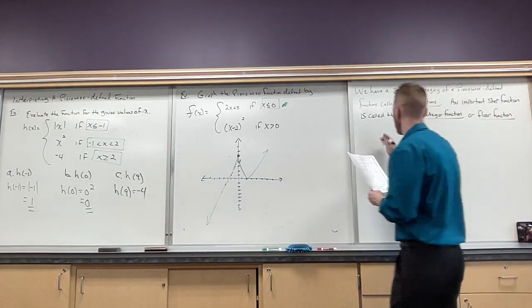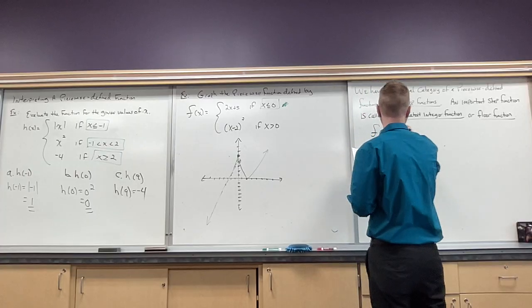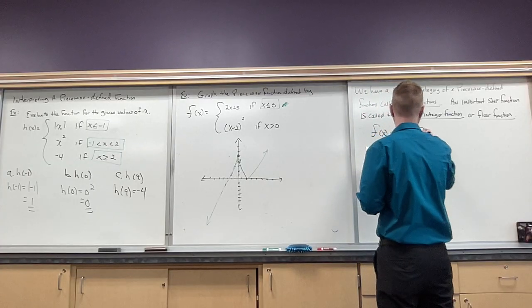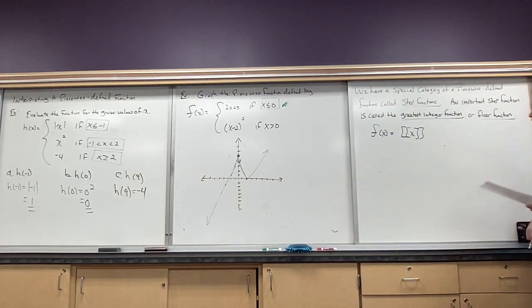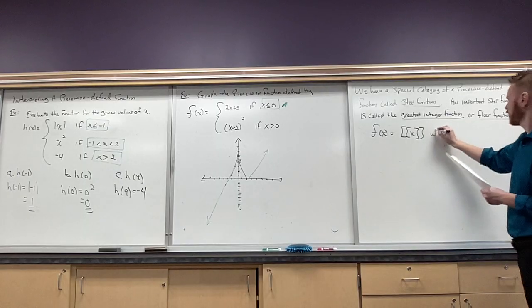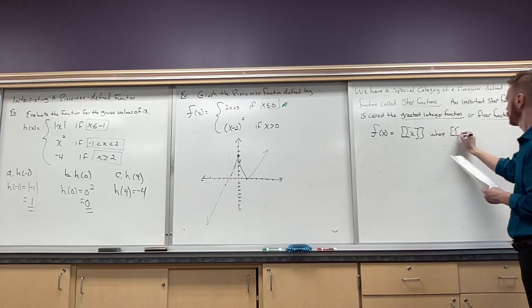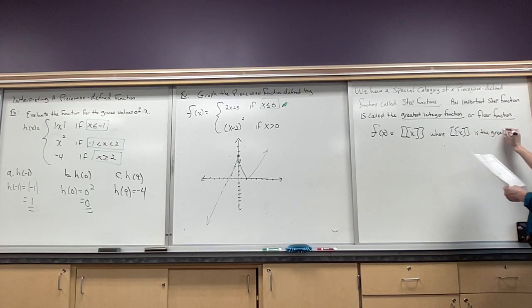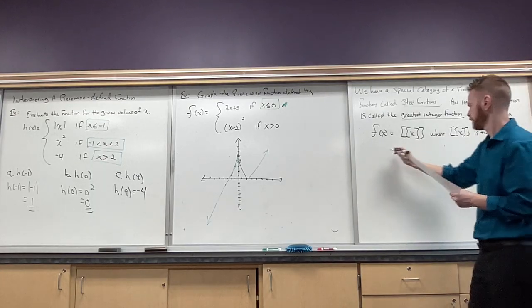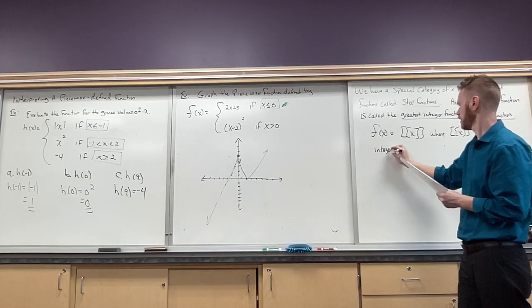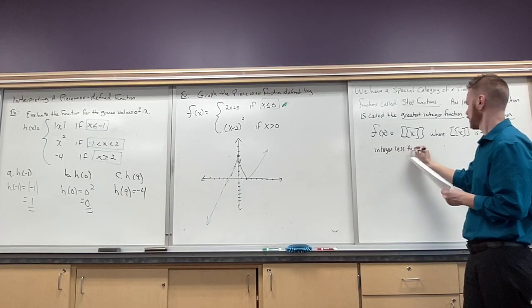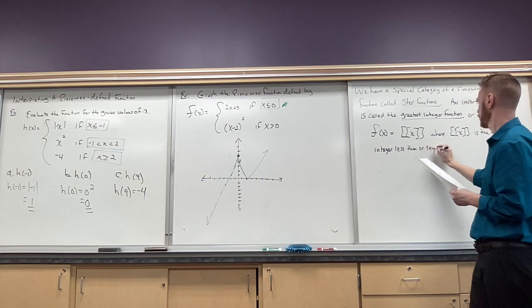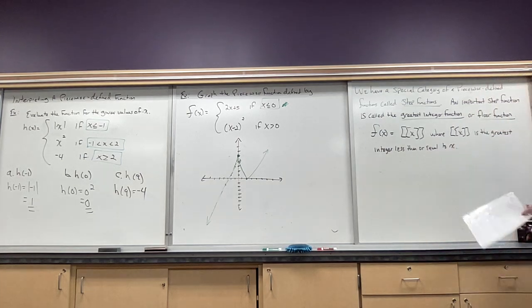So what's that look like? Here's the equation. It's double brackets around x. That's where whatever we plug into here is the greatest integer less than or equal to x. Okay? So let me just give you like two little small examples underneath it.